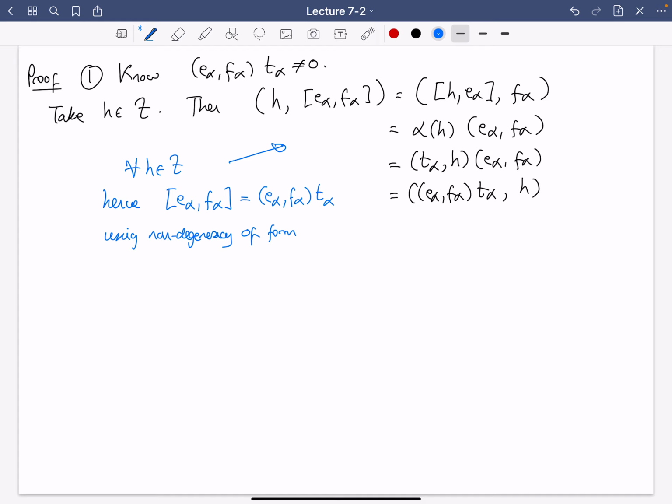Of this form on T. That proves 1. Second part. So for the second part, all I have to do is prove that T alpha is non-zero. So let's suppose, for a contradiction, that T alpha is 0.